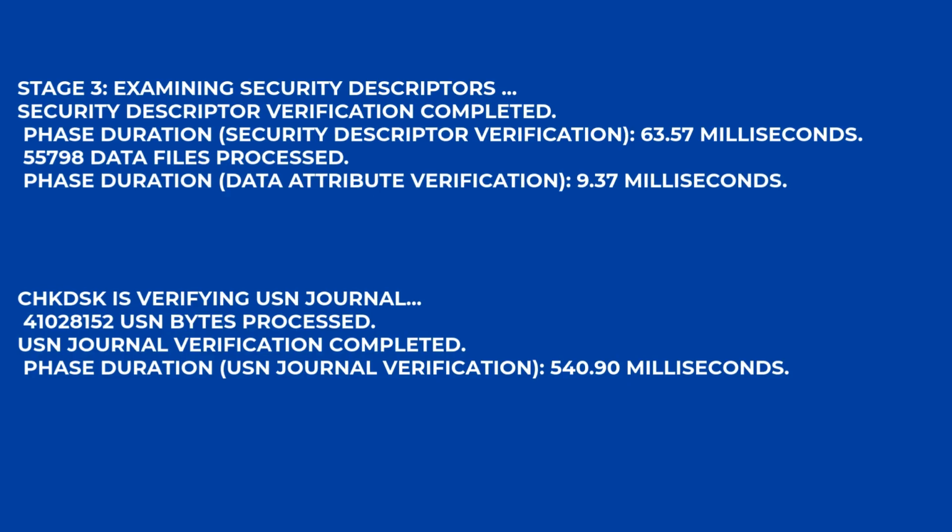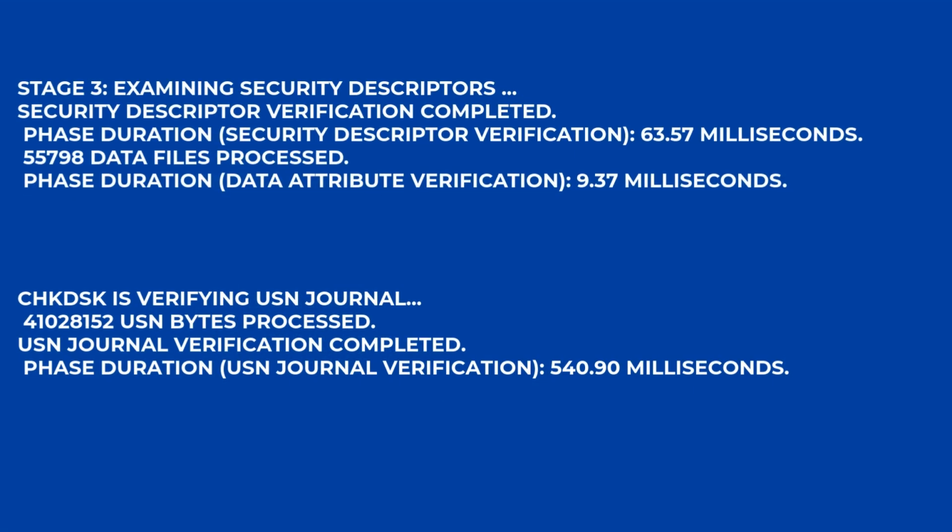USN journal check. Check disk is verifying USN journal. The USN journal tracks changes to files. It's used by indexing and backup tools. 41,028,152 USN bytes processed. This shows the size of the journal that was scanned. USN journal verification completed. No issues found.